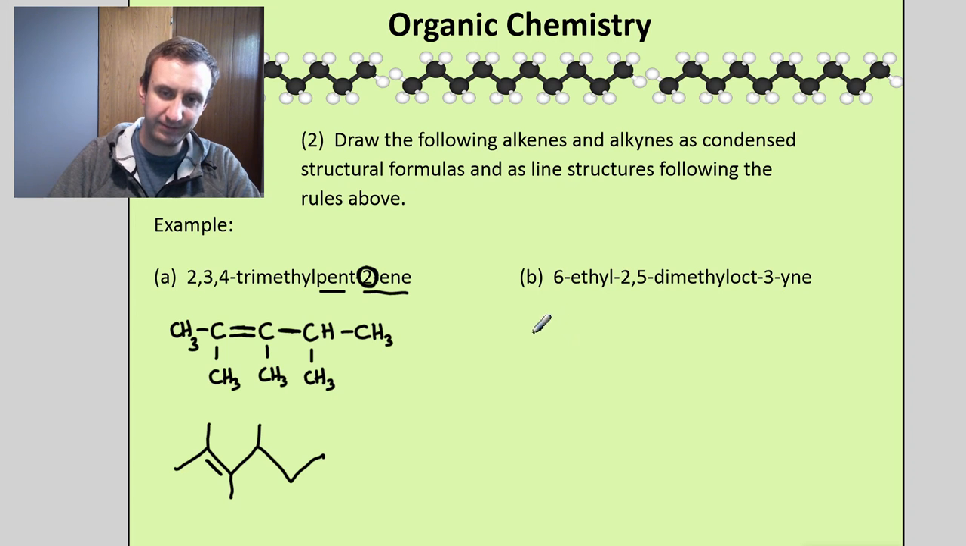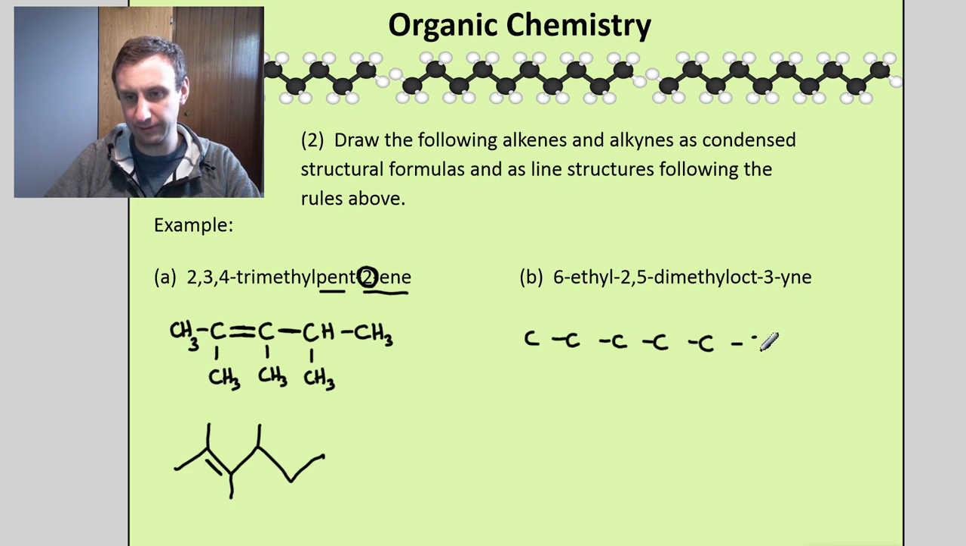So I've got 1 carbon. I need 8 in total. 2 carbons, 3 carbons, 4, 5, 6, 7, and 8. 3-yne, so 1, 2, 3. So my triple bond is going to be right here, okay? And it's going to be right there because it's going to be between carbons 3 and carbon number 4.